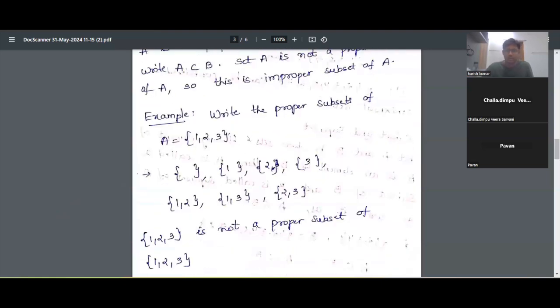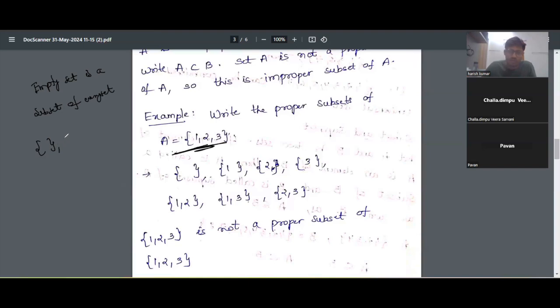Now here the question asks, write the proper subsets of the set containing 1, 2, 3. Before we write this, we have to remember one statement: the empty set is a subset of every set. The empty set means the set which does not contain any element. It is obviously a subset of every set, right? So in order to write the subsets of {1, 2, 3}, what will I write first? The first would be the empty set.